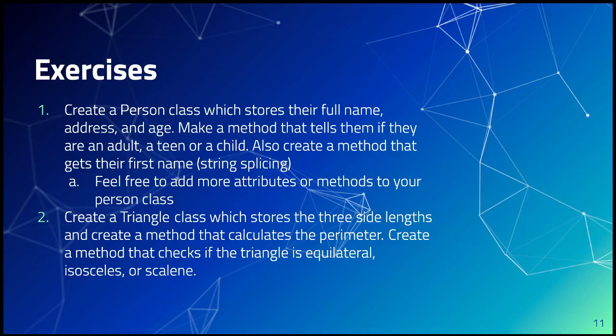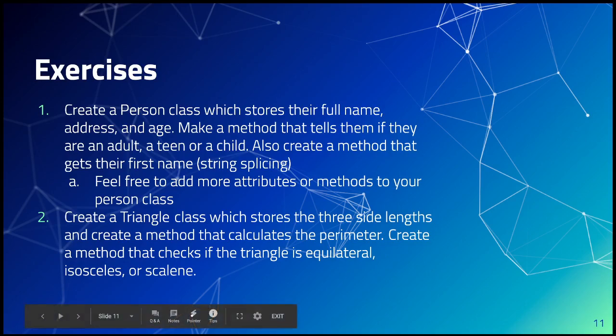And then we have a couple of exercises. The first exercise is to create a person class, which we had started discussing last week. We want to create a person class which stores their full name, address, and age. And basically, you want a method that can tell them if they're an adult, a teen, or a child. And it's important that you use logic, like if statements, as well as using these variables, for example, age. You can always add more attributes and methods if you want to test yourself, but this is the base.